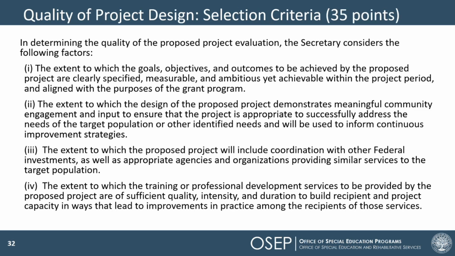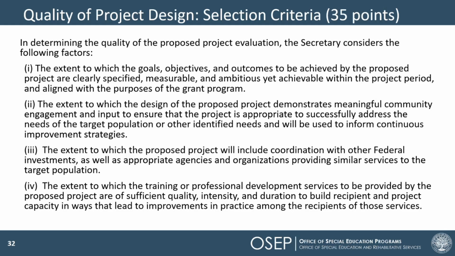Slide 32. Quality of project design, selection criteria, 35 points. In determining the quality of the proposed project evaluation, the Secretary considers the following factors. 1. The extent to which the goals, objectives, and outcomes to be achieved by the proposed project are clearly specified, measurable, and ambitious yet achievable within the project period and aligned with the purposes of the grant program.